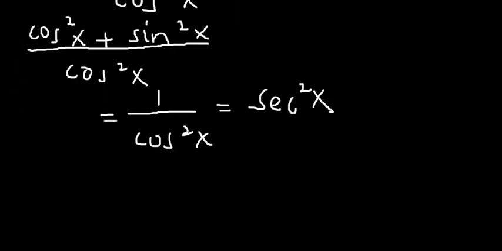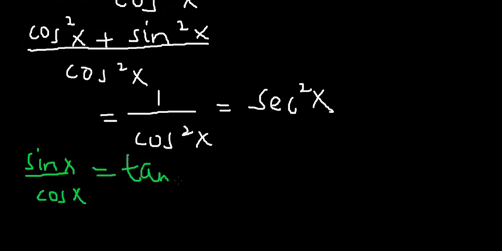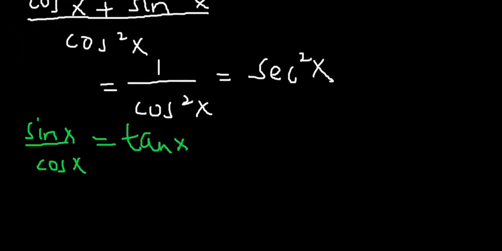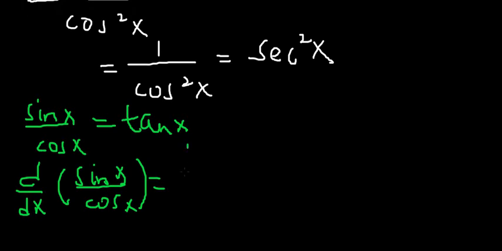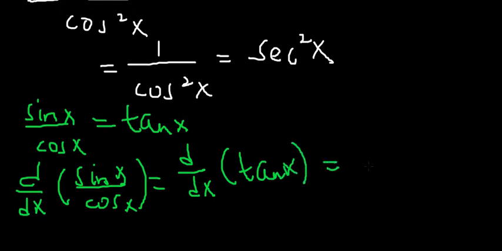So what does that mean? So we all know that sine of x over cosine of x is the same as tangent x. So this means the derivative of sine x over cos x is the same as the derivative of tan x, which is also equal to secant squared of x.